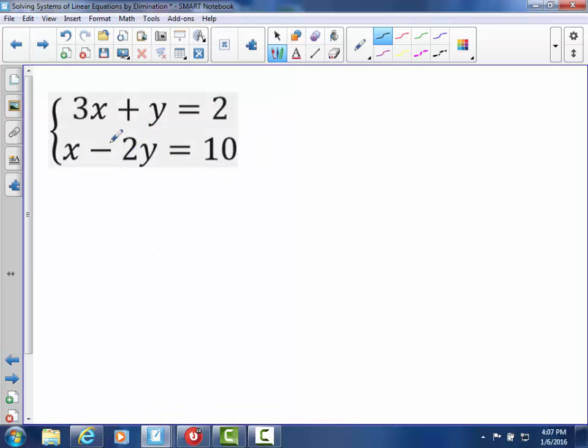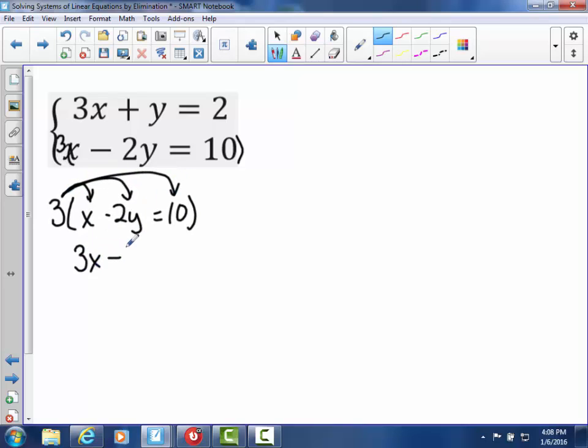All right, let's see. We've been adding a lot. I want to subtract just on this one. So I'm looking here, 3x, if there's a 3 here, they're the same, and then I can subtract these, right? So I need to multiply this equation by 3. So I'm going to write that down. 3 times x minus 2y equals 10. And I distribute that 3. I get 3x minus 6y equals 30.